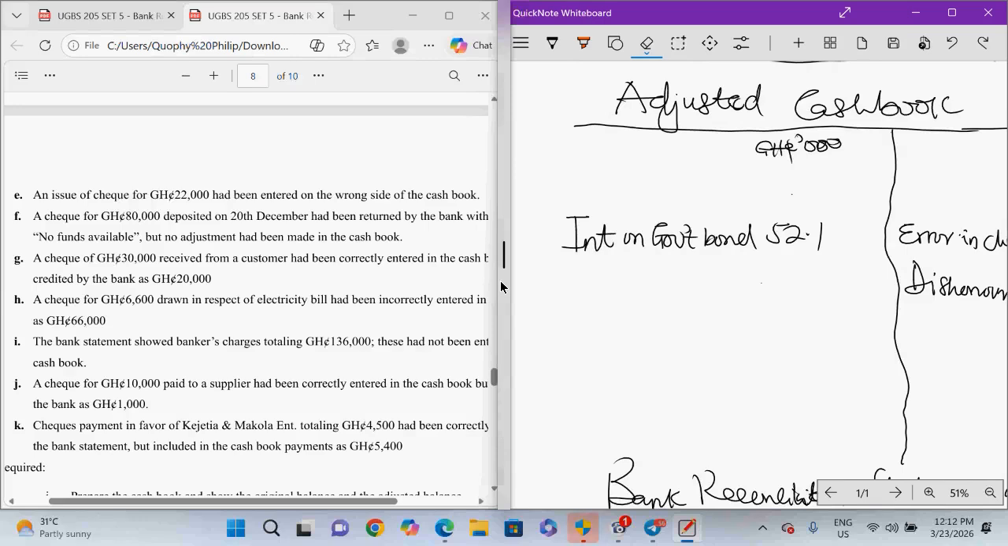I don't understand. Where don't you understand? This check, why are we putting it on the credit side? So they say a check of 80,000 deposited on 20th December had been returned by the bank with no funds available as the reason, but no adjustment has been made in the cash book. So we are talking about the cash book. You know the cash book is prepared by us, the business, and the bank statement is prepared by the bank.